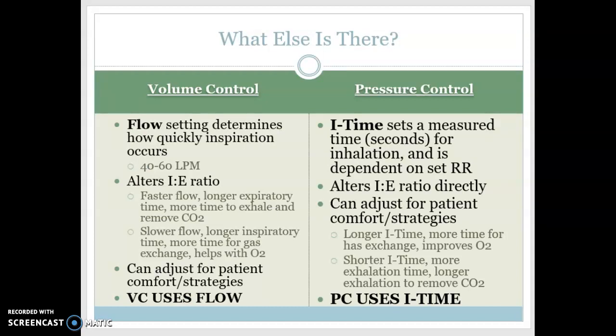Along with volume and pressure control, you will set the flow. And this determines how quickly inspiration occurs. This is between 40 and 60 liters per minute normally. That's a normal range. We can alter the I to E ratio, so we can either have a higher flow, closer to around 60, and that would give a little bit longer exhalation time.